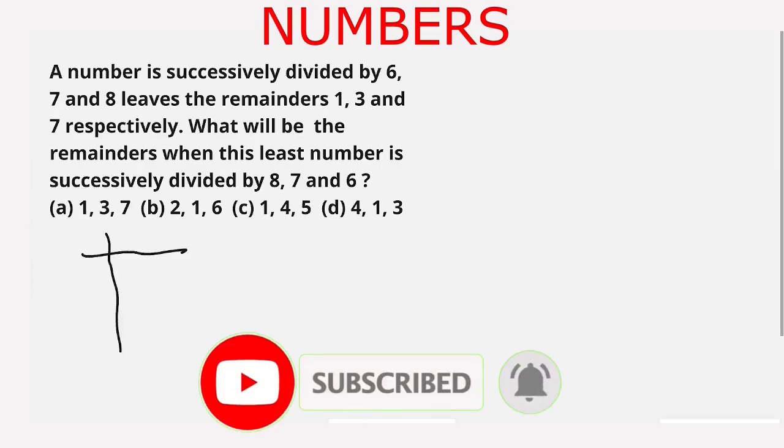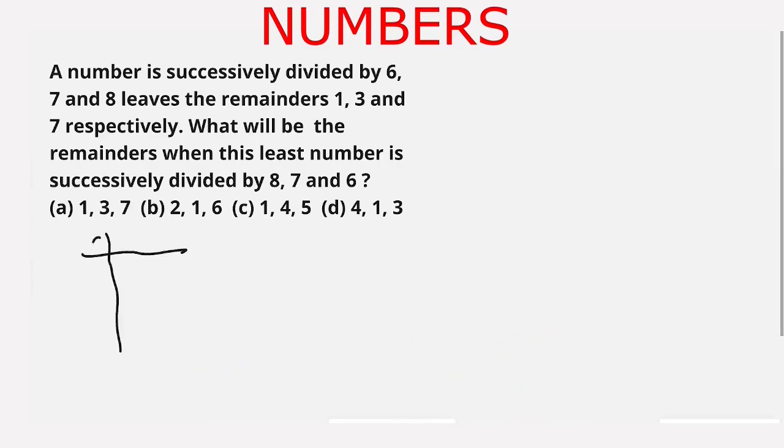D 4, 1, 3. Our first divisor is 6 and first remainder is 1. Our second divisor is 7 and second remainder is 3. Our third divisor is 8 and the third remainder is 7.